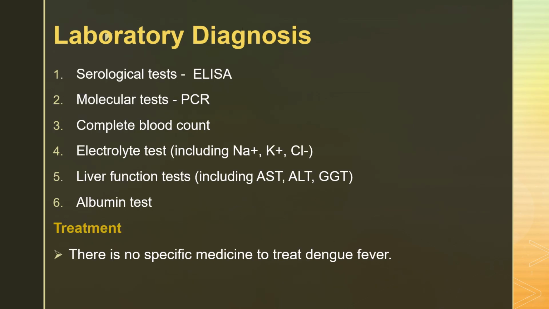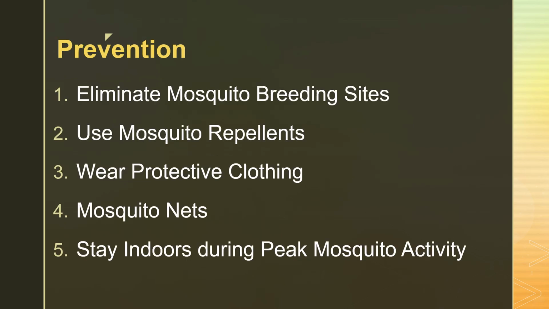Laboratory diagnosis of dengue virus. Serological test: ELISA; molecular tests like PCR and RT-PCR; complete blood count; electrolyte test including potassium, sodium, chlorine; liver function test including AST, ALT, GGT, albumin test. Treatment: there is no specific medicine to treat dengue virus. Prevention of dengue virus: eliminate mosquito breeding sites, use mosquito repellents, wear protective clothing, use mosquito nets, and stay indoors during the peak mosquito activity.